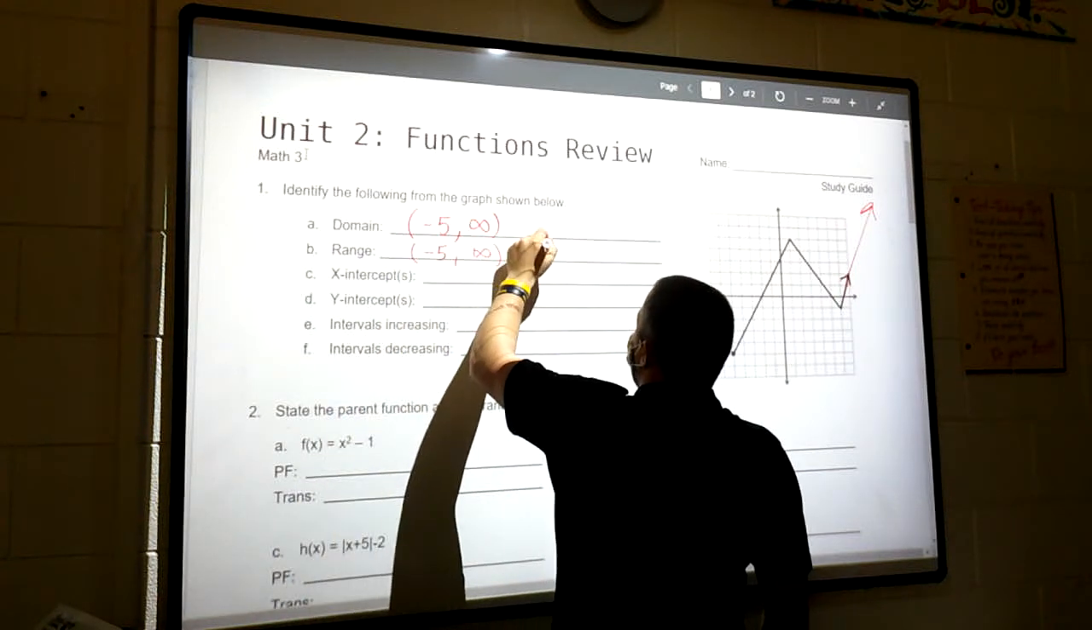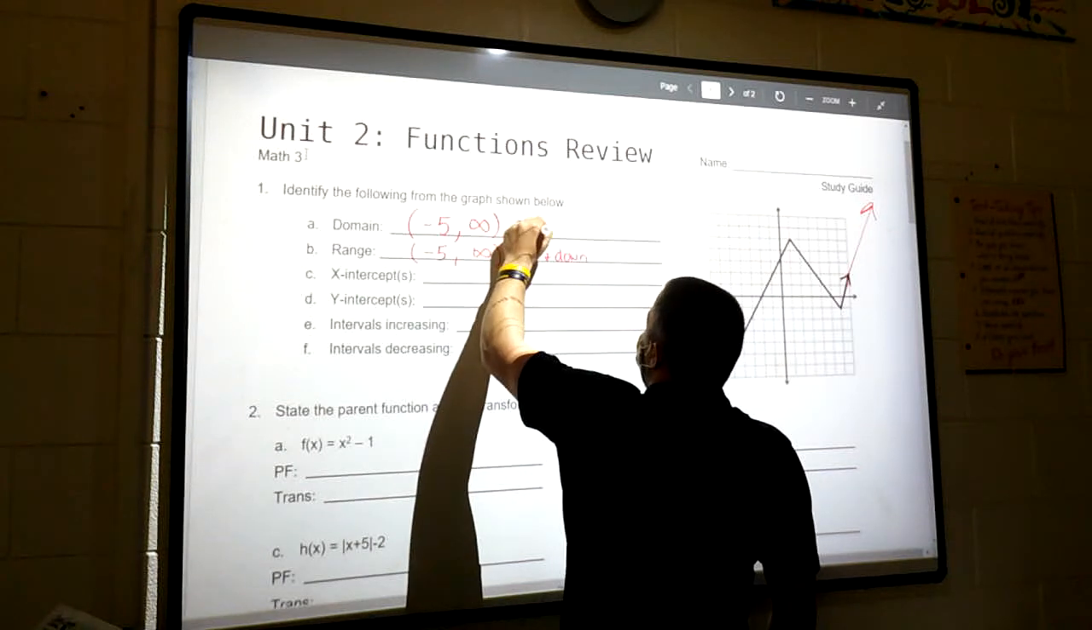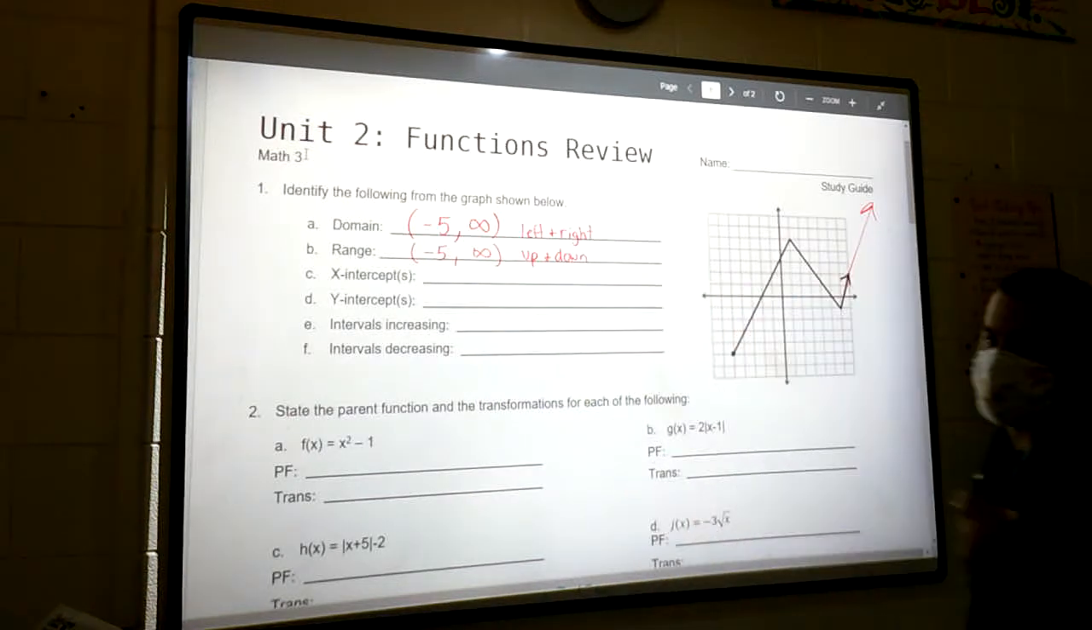But the range, remember, is up and down. And the domain, if you remember, is left and right. Okay? So you have to know the difference between the two.